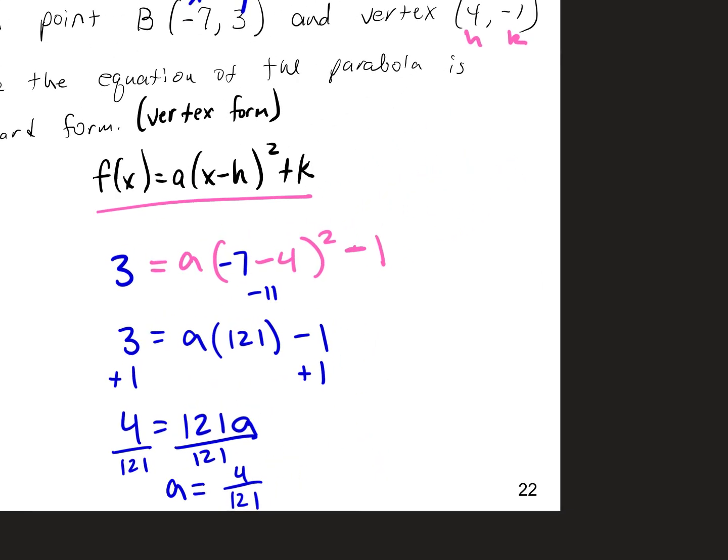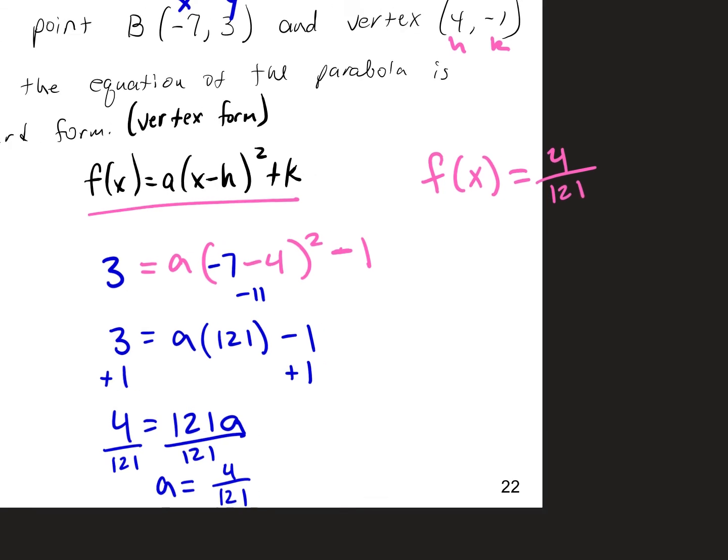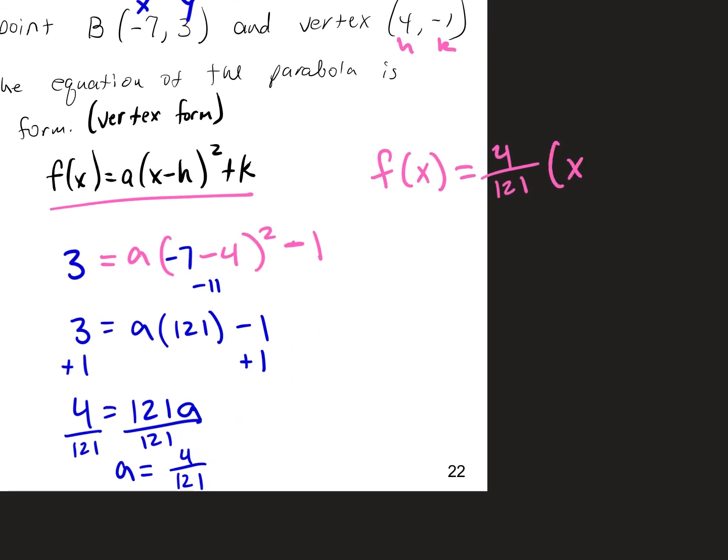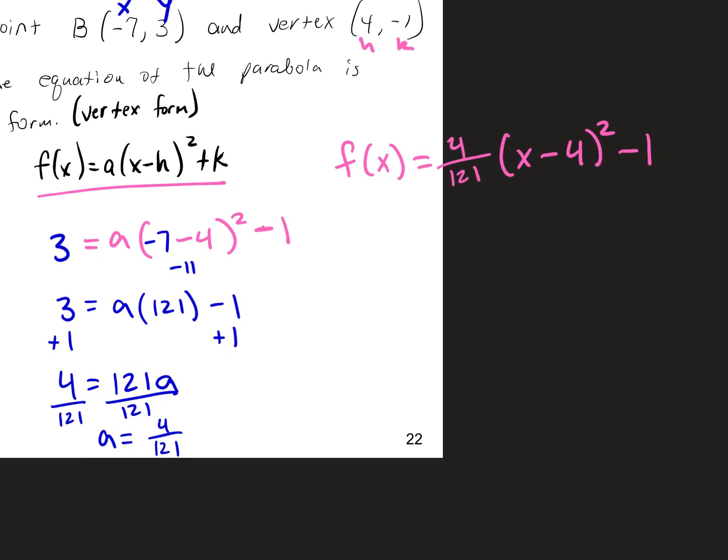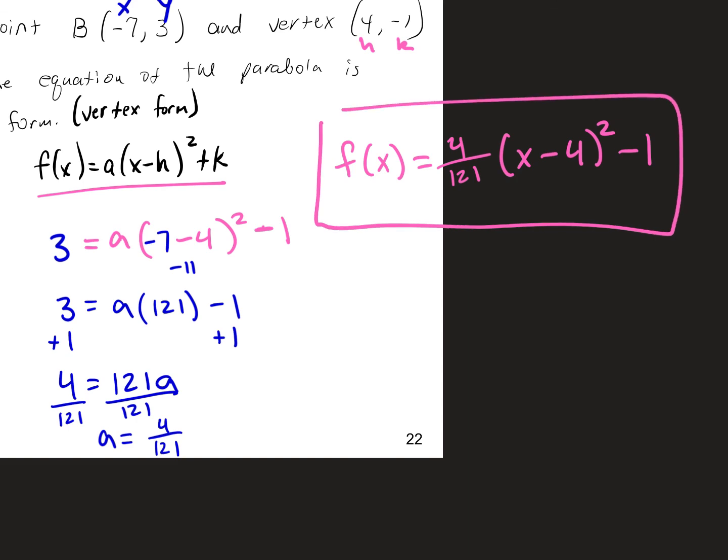And that's all we need. So I have f of x, or you could say y, is equal to, our a is 4 over 121 times x minus h, so x minus 4 squared minus 1. And this is our vertex form.